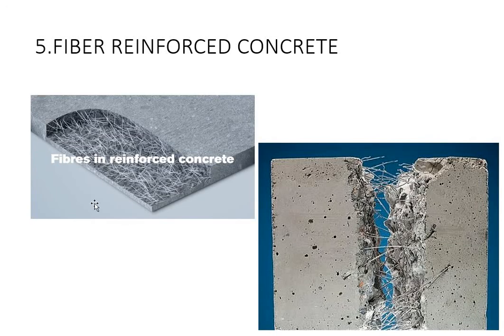Here are some pictures of fiber reinforced concrete. You have cement, sand, coarse aggregate and water, and instead of the reinforcing steel, here you use different fibers. These fibers can be asbestos, glass, coir, etc.